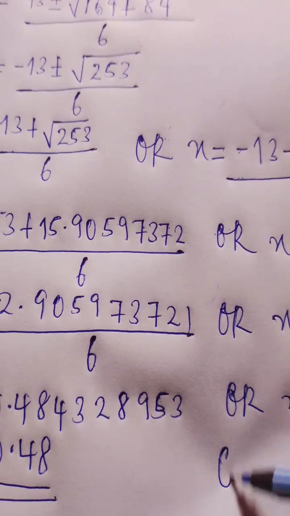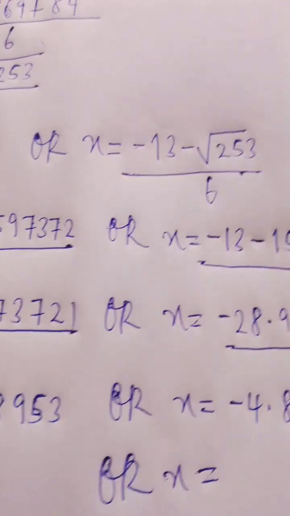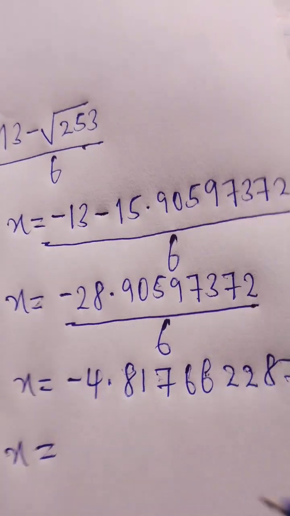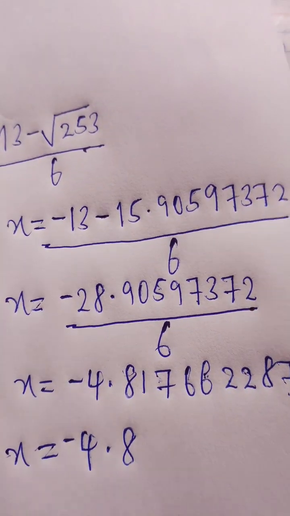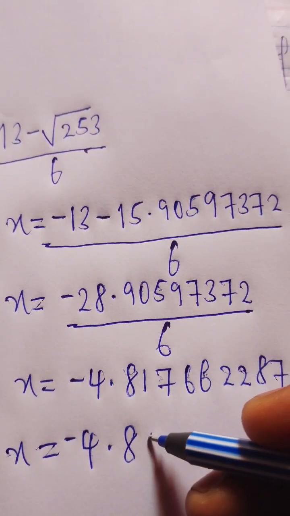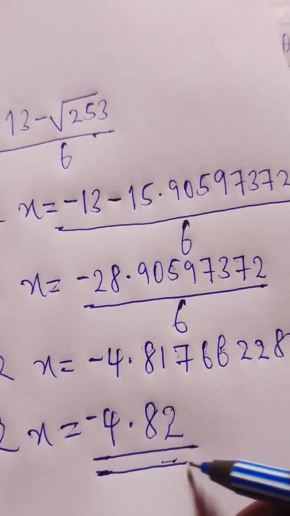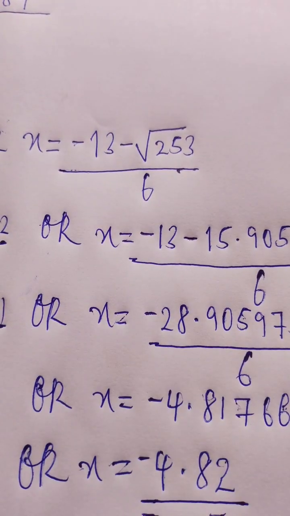Then to find the next solution, this is a quadratic, so it should give us 2 solutions. We're going to consider this value. We're going to say negative 4.8. We'll look at the preceding number after 1, that is 7. It is greater than 5. So it will drop a 1 there, and it will be negative 4.82. So our solutions, we have x is equal to 0.48 or x is equal to negative 4.82.